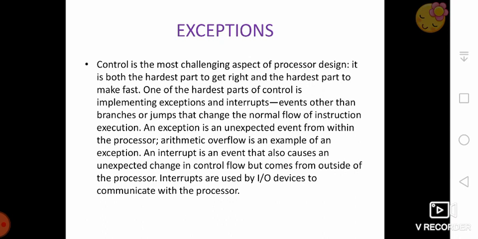An exception is an unexpected event from within the processor. Arithmetic overflow is an example of an exception. An interrupt is an event that also causes an unexpected change in control flow but comes from outside of the processor. Interrupts are used by input output devices to communicate with the processor.